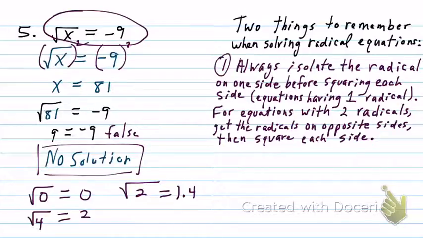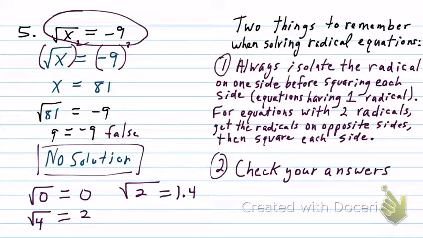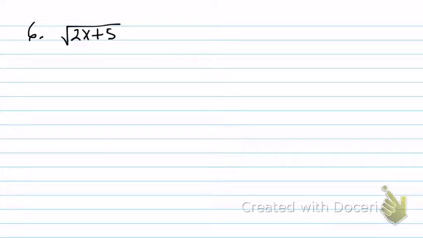Otherwise, you go through the process and you just want to make sure you're checking your answers so that you'll catch it if you don't catch it to start. So the other thing I want to make a note of here is you always want to check your answers with these. In number 5, it's pretty easy to tell that there isn't a number you can take the square root of and get negative 9. But sometimes it's not so obvious. Let's do another one.